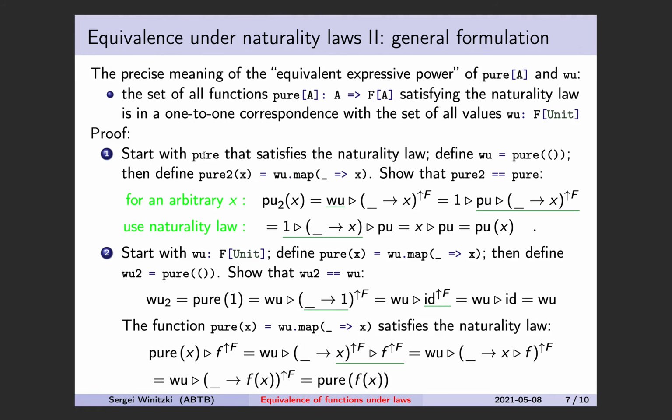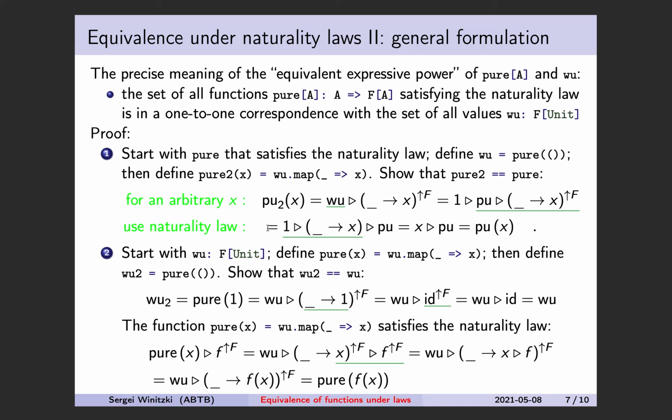So you start with some function pure that satisfies the naturality law. Then you define the wrapped unit from it. Then you define a different function pure, let's call it pure2, from that wrapped unit. And you have to show that you get back to the same function you started with, so that pure2 is the same as pure. So to prove this, you apply that function pure2 to an arbitrary argument x, and you simplify the code, and you need to show that this is equal to pure of x.